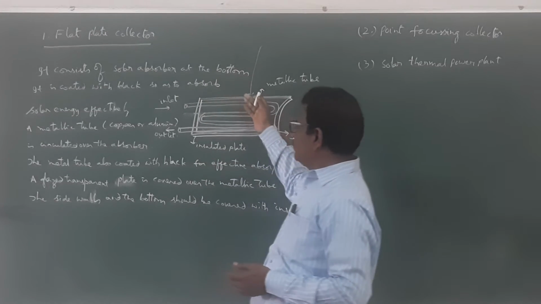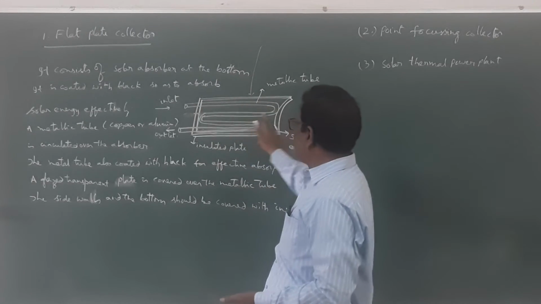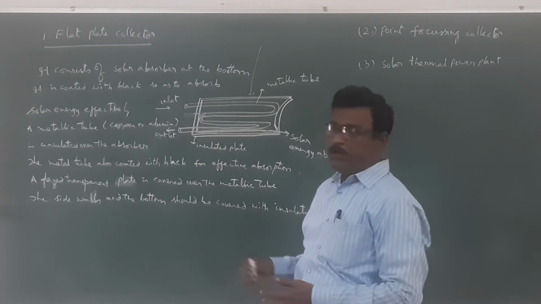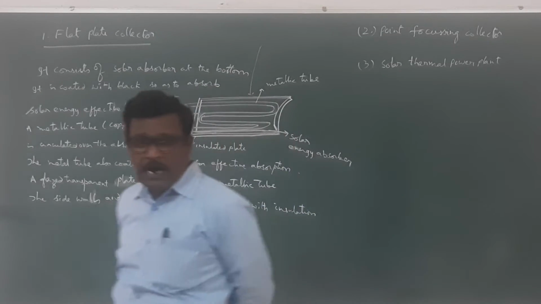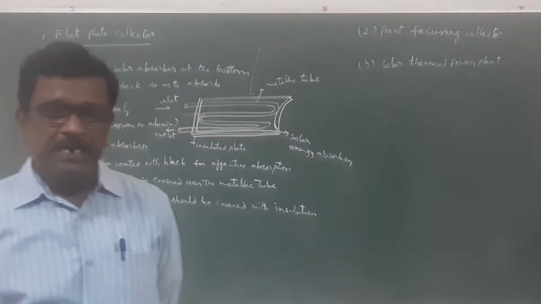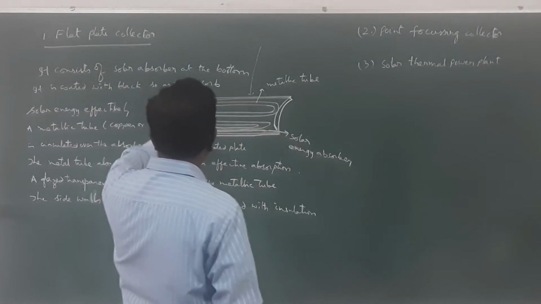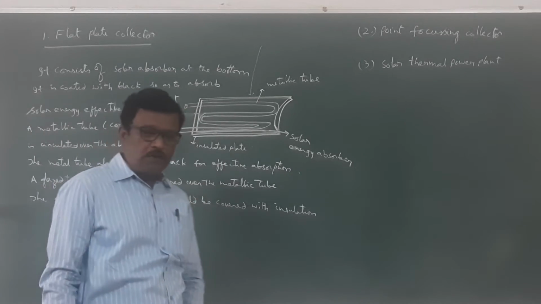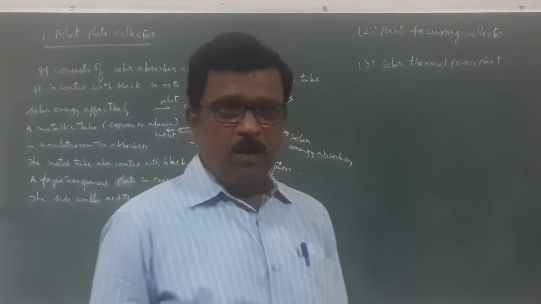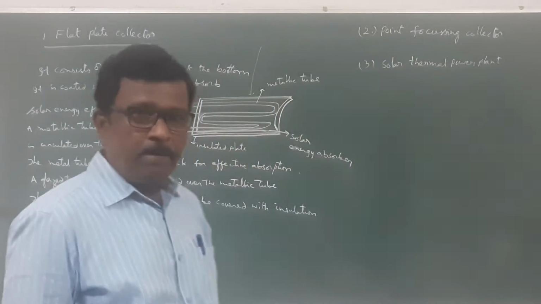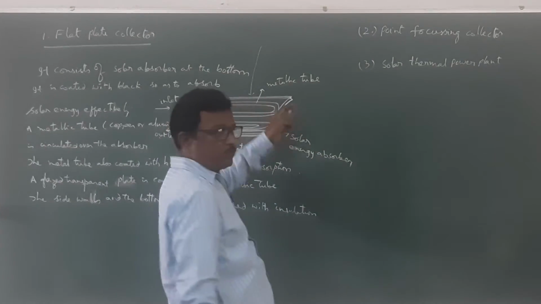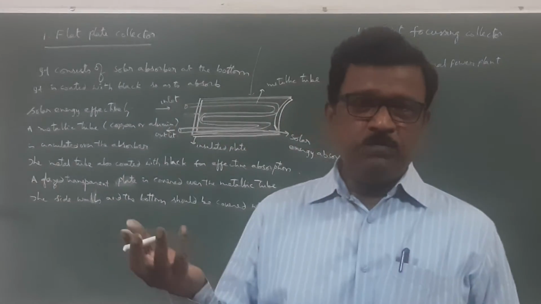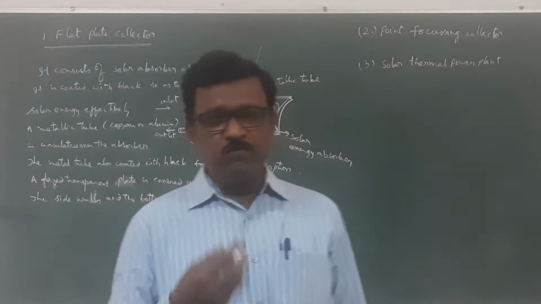Over the absorber, metallic plates are placed in the form of a spiral, in which the water can be circulated and heated. These metallic tubes are also coated with black so as to absorb radiation effectively. Because we are using metallic tubes, their thermal capacity is less, therefore they can absorb heat energy quickly and heat the water.